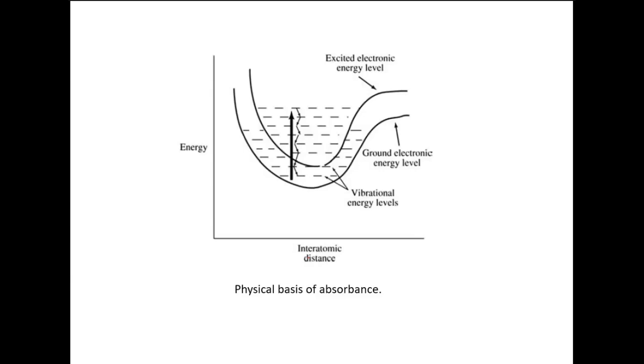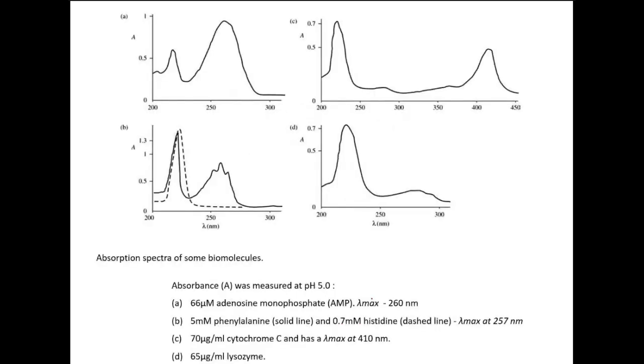As I told you, what exactly is the physical basis of absorbance? When light of a specific wavelength impinges on the sample or biomolecule, the biomolecule absorbs light of definite energy and moves to a higher energy state. This is what happens in the conventional UV visible spectrophotometer, resulting in the absorbance of a particular energy of light by the biomolecule of interest. If you look at the application aspects of the UV visible spectrophotometer, it has very wide application. For example, look at panel A.